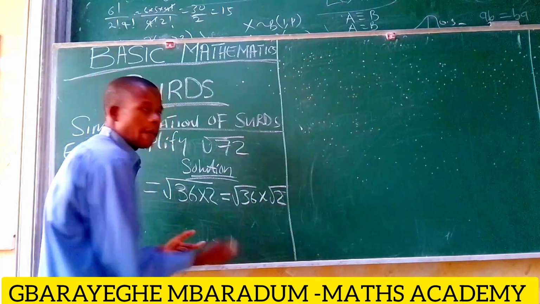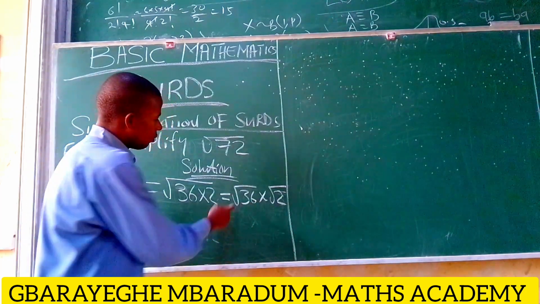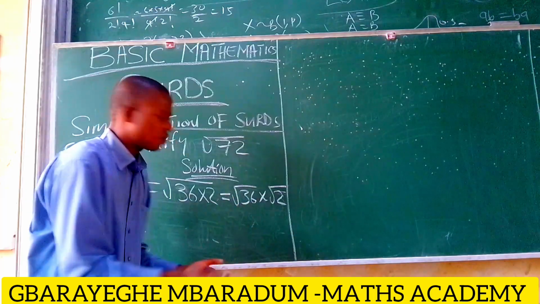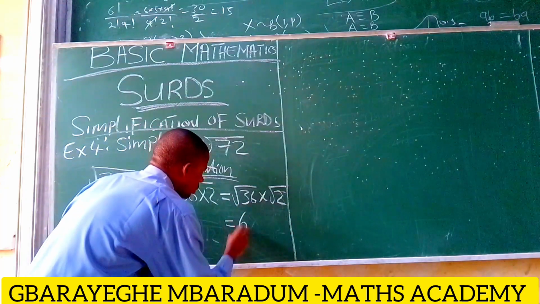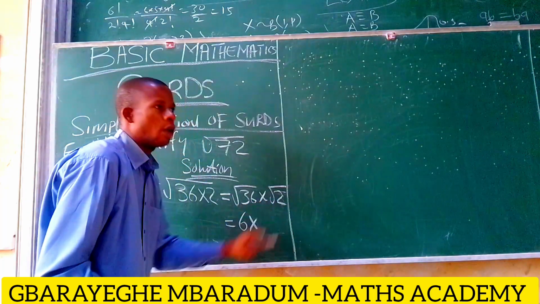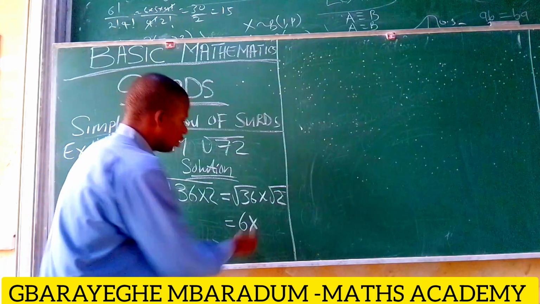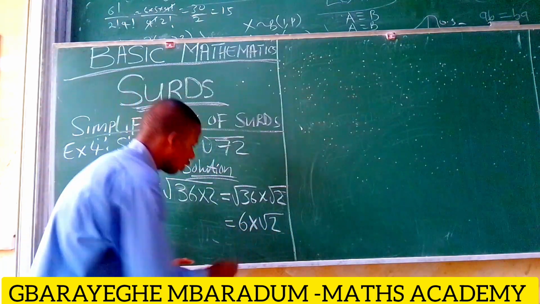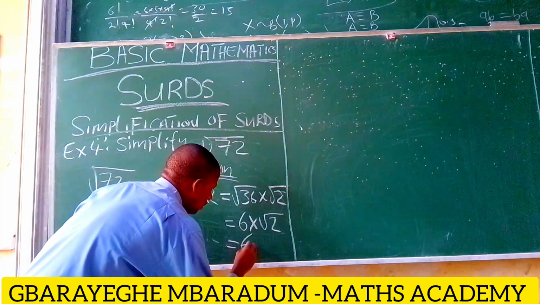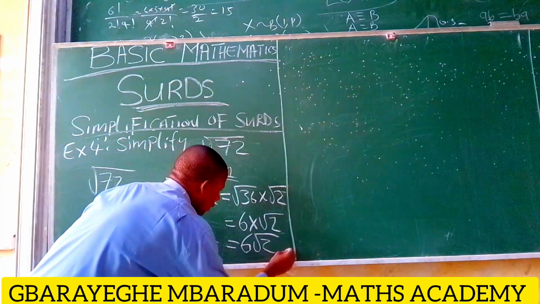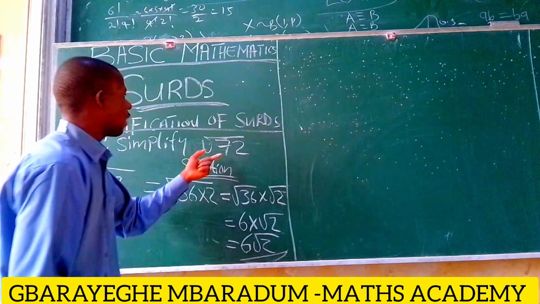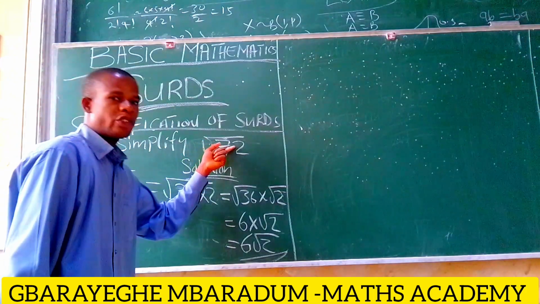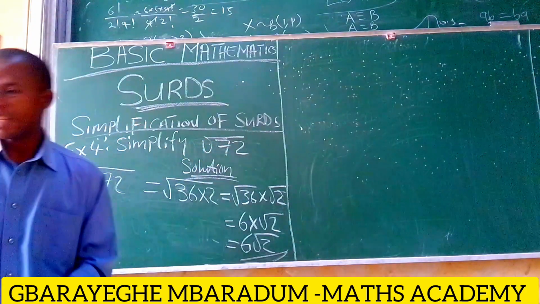Now look at 36, it is a perfect square, because the square root of 36 is going to give us 6, right? And the square root of 2 cannot be simplified further, right? So we leave it in that form. Now 6 times the square root of 2 is going to give us 6 root 2. And this is the final answer when simplifying the square root of 72.